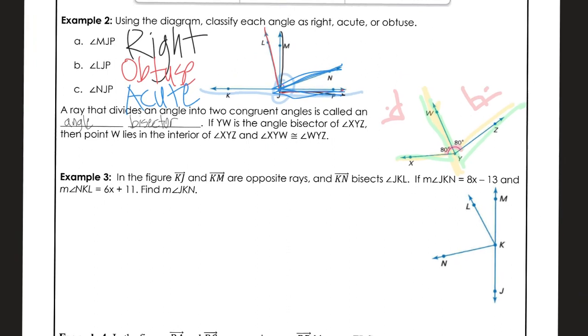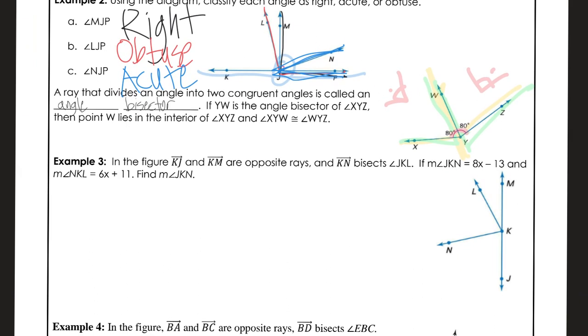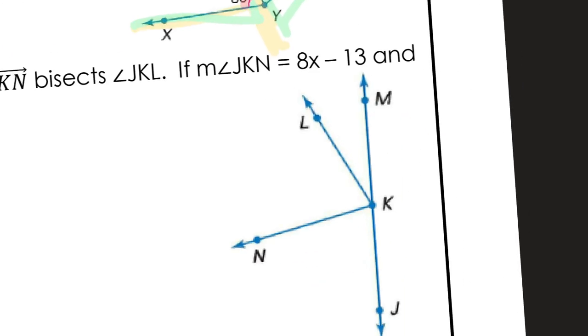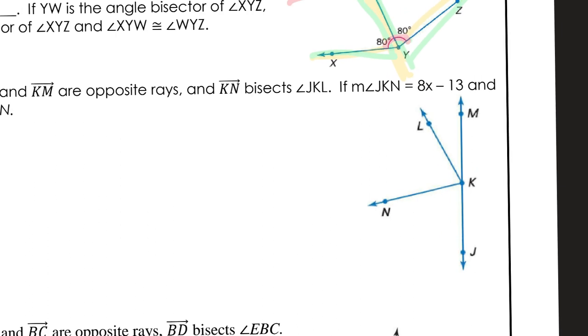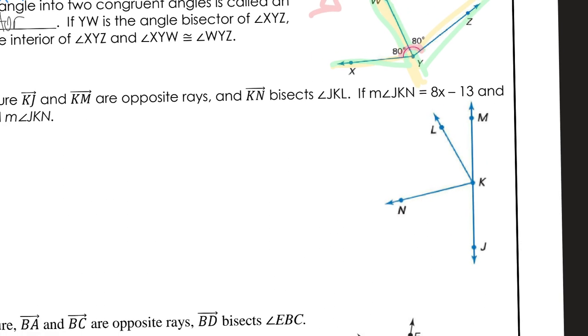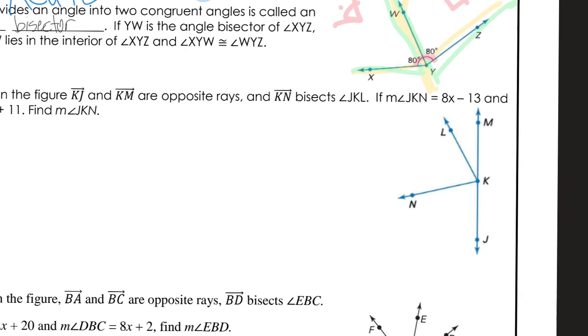All right, example 3. In the figure, ray KJ and ray KM are opposite rays, and ray KN bisects angle JKL. If the measure of angle JKN equals 8x minus 13 and the measure of NKL equals 6x plus 11, find the measure of JKN. The little m by the angle symbol means measure. So they gave us a lot of information. Let's go ahead and label some things.